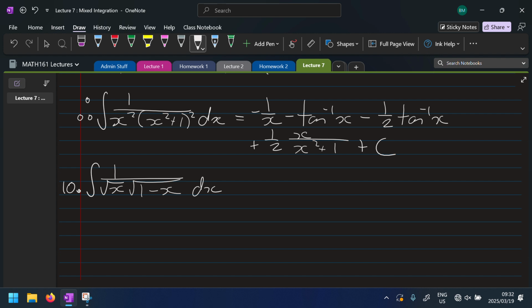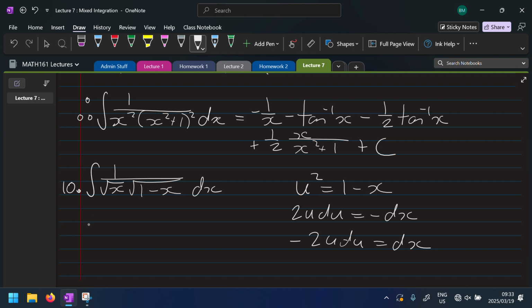Okay, so in this case, we've got the roots going on here. We want to get rid of the roots. So this 1 minus x, we want that to be a square. If this is a square, the root gets cancelled. So we're going to have u squared equals 1 minus x. So 2u du is minus dx. So minus 2u du is dx. Okay, so that bit's taken care of.